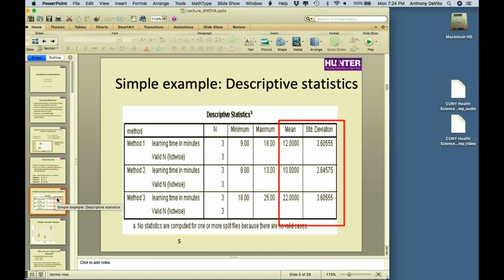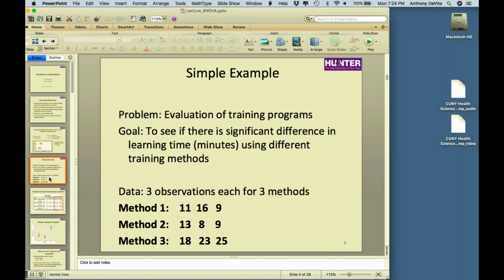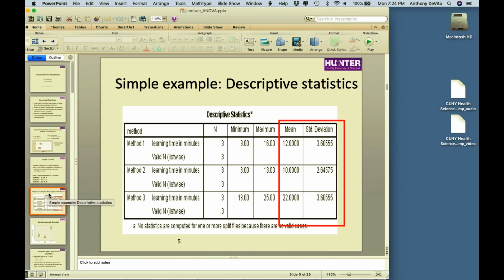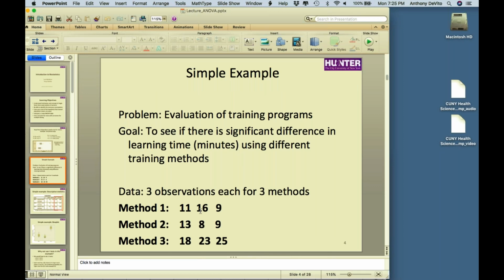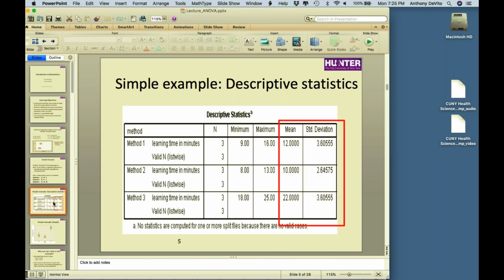One of the things we can do to start out with, and we've done this with the t-test, is that instead of just going in and doing the t-test, I've gone to the descriptive statistics and calculated the mean and the variability for the groups that we're comparing. In the case of the t-test, the two groups. In this case, we went to the descriptive statistics for the three groups. And as it turns out here, sample size is 3. The smallest value is 9. The biggest value is 16 for method 1, as we saw before, right? That's literally what we have here, 9 and 16.